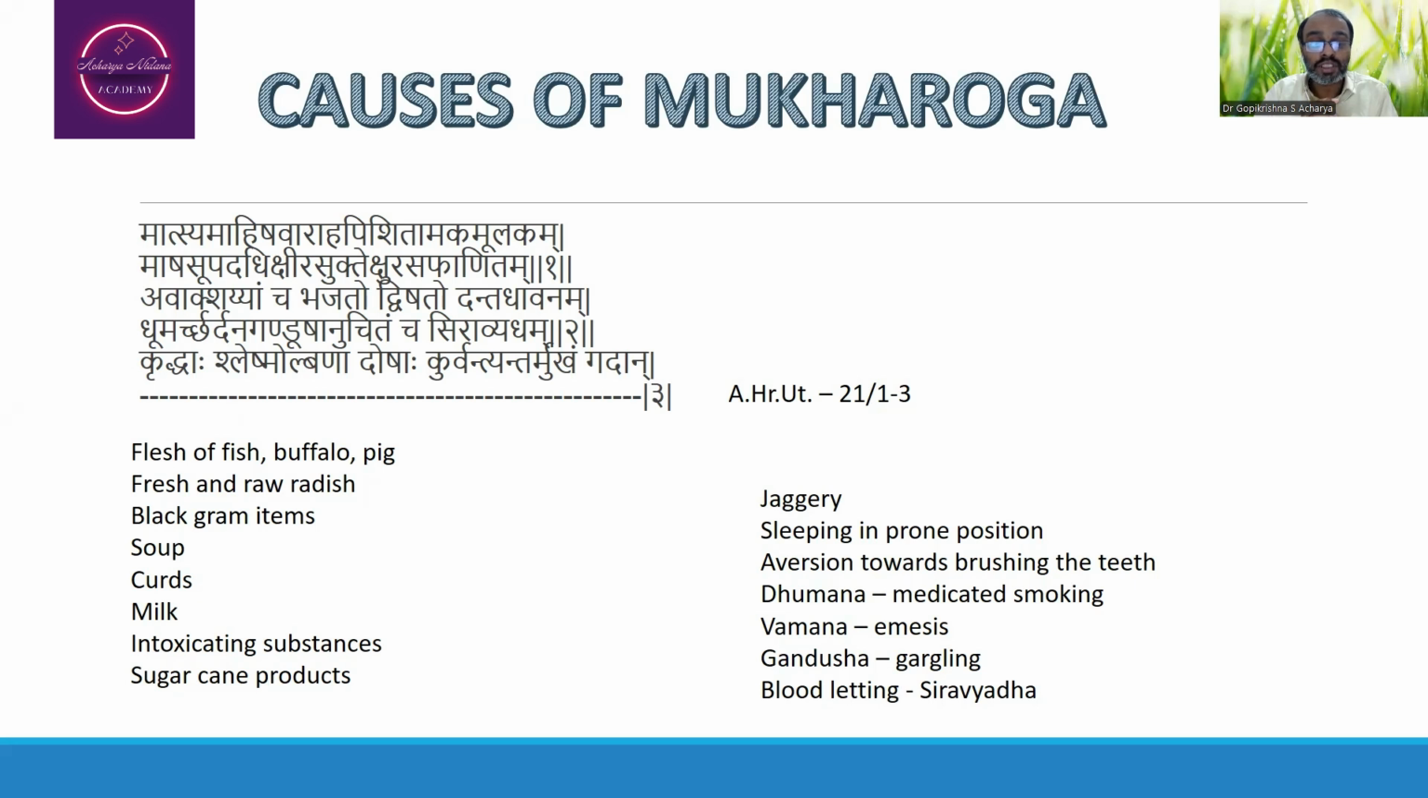Dhumachardana gandusha anuchitam chastarabhyadham. Dhumachardana gandusham. If the medicated smoking, or dhumapana, is not being done properly. Chardana, that is vamana, is not being done properly. Gandusha, that is if proper gargling of the mouth is not being done. Anuchitam chasirabhyadham, if bloodletting is not being done properly. These are the possible causes of Mukha Roga affliction.